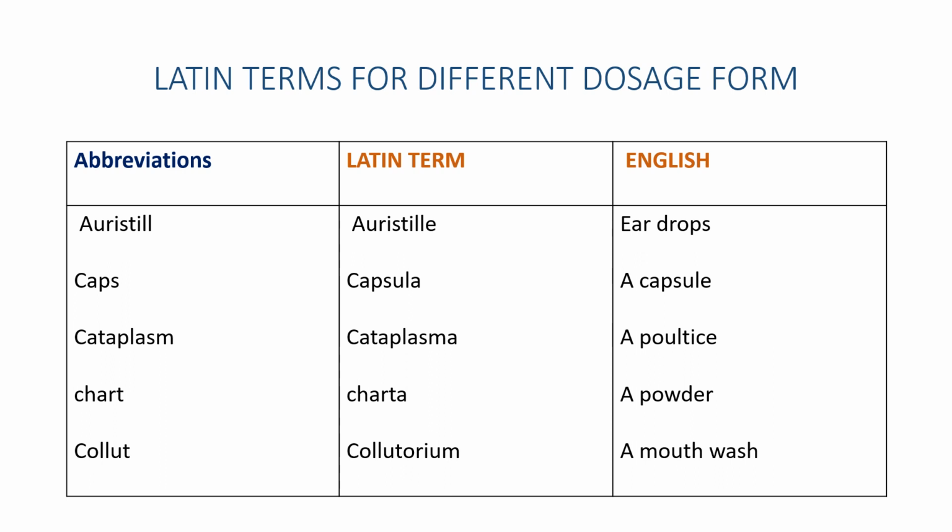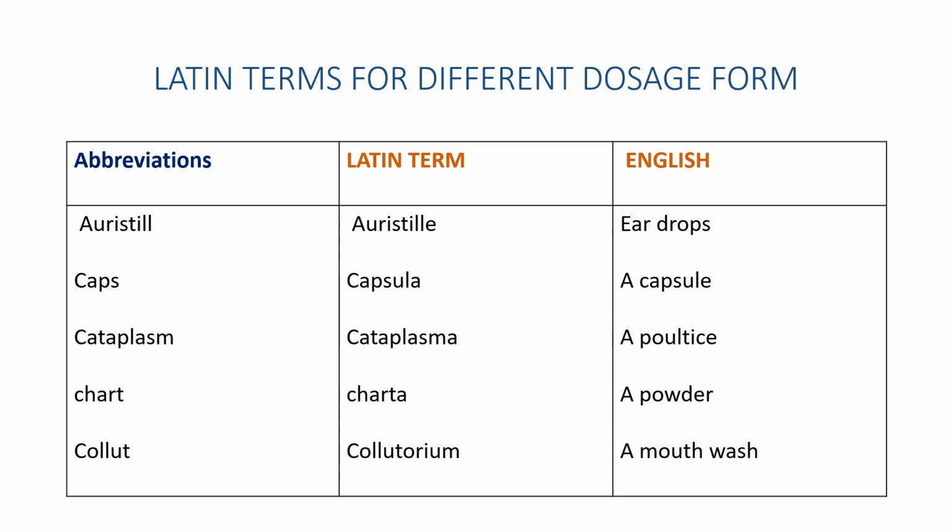Auristill. In English it is ear drops and the abbreviation is auristill. Next, capsula. In English it is a capsule and the abbreviation is caps. In many prescriptions you have seen that it is written shortly as caps.